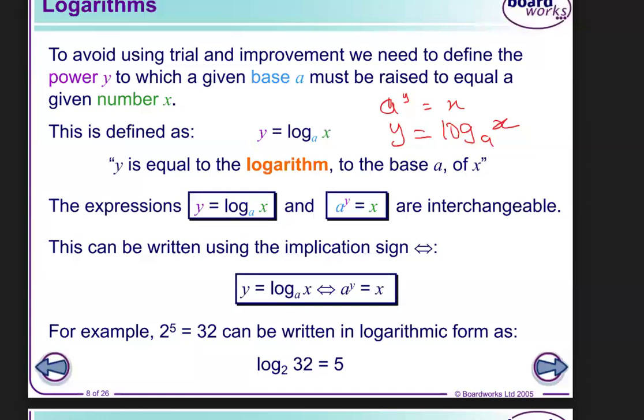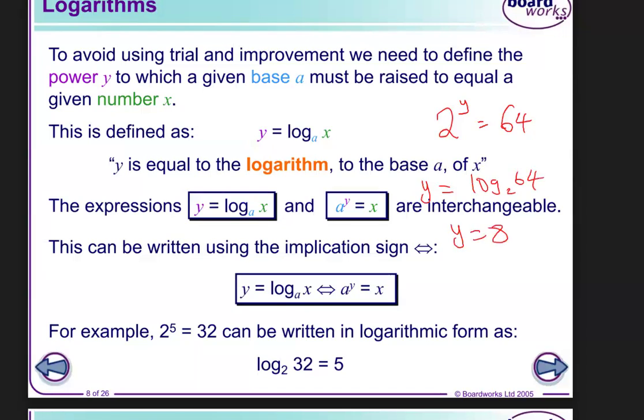So that means that if you have 2 to the power of y equals to 64, that means that y will be equal to log base 2 of 64. So y is going to be equal to 8. No, I mean this 6, yeah.